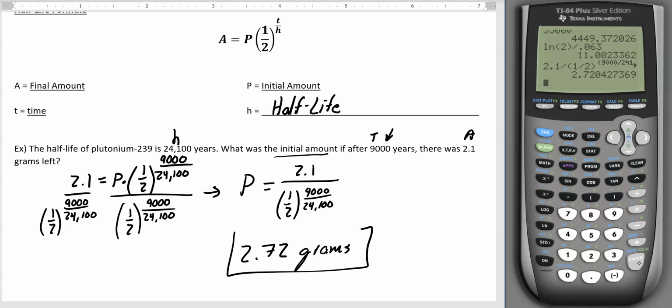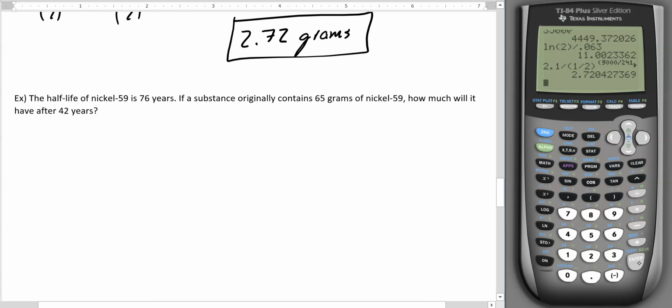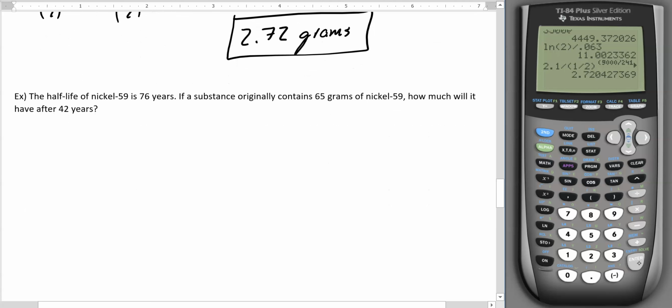Grams. 2.72 grams of plutonium. Wow, that's wild. It's so cool. And that's how carbon dating is based on half-life. So many awesome applications here, especially in the sciences.